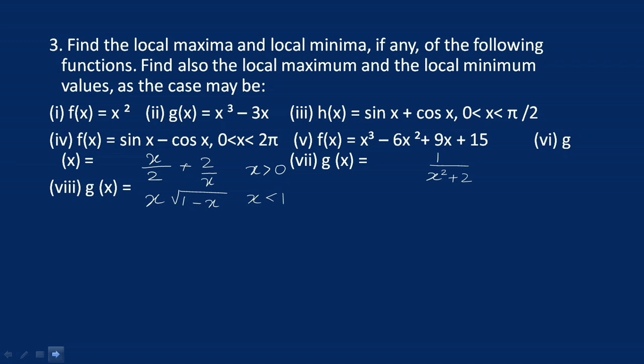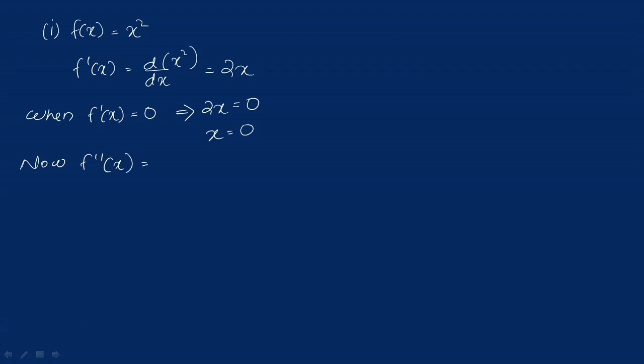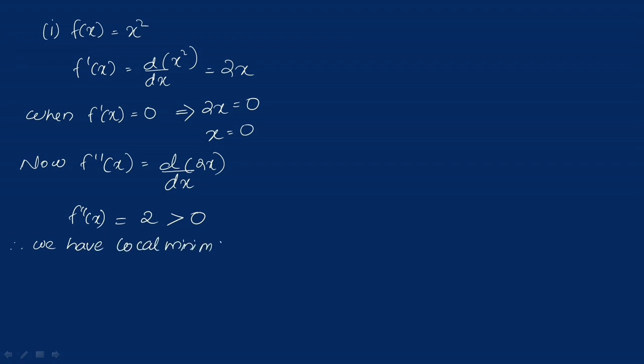So we have f of x equal to x square. Now we will find f dash of x, that is d by dx of x square, that is 2x. When f dash of x is equal to 0, 2x equals 0, so x is 0. Now f double dash of x is d by dx of 2x, that is 2. We know that 2 is greater than 0.